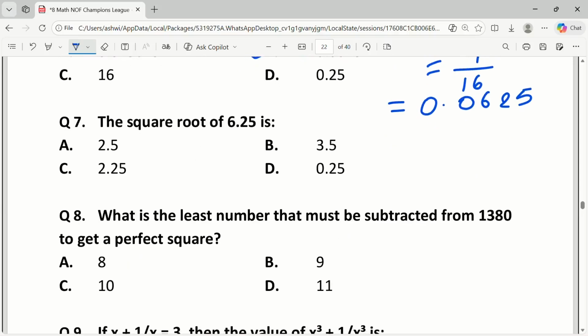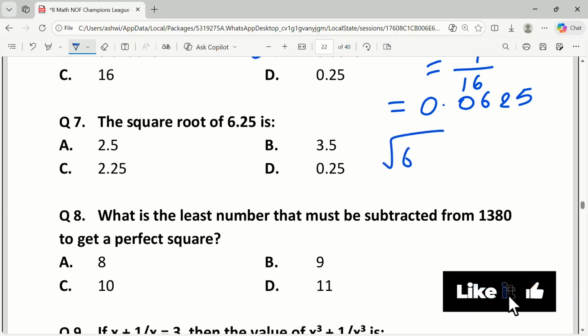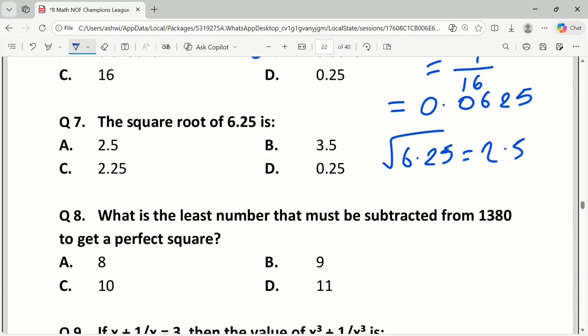Question 7. The square root of 6.25 is. The square root of 6.25 is 2.5, which is option A.